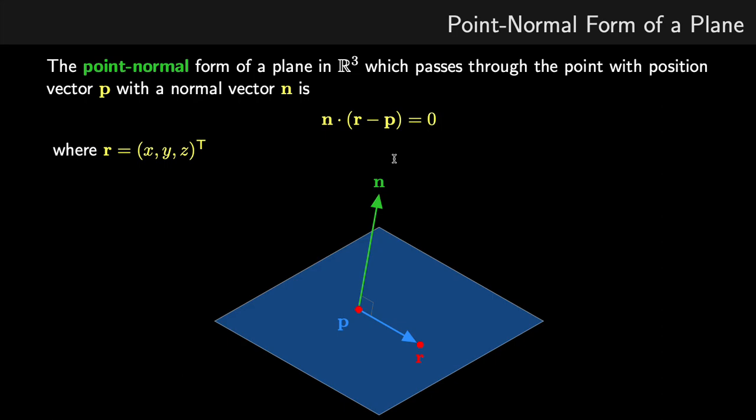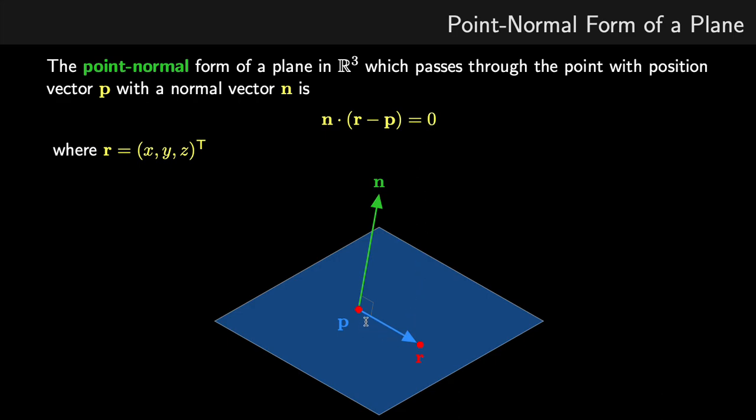Now the normal vector is very useful for defining a plane. We define a plane using the point normal form. So the point normal form of a plane in R3, which passes through the point with the position vector P. So here we have in this diagram P is a point on our plane and a normal vector to the plane N. And if R is another point on our plane, well, by the geometric definition of a dot product, the dot product between two perpendicular vectors is 0.